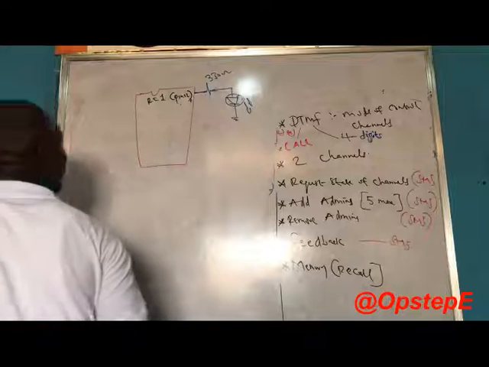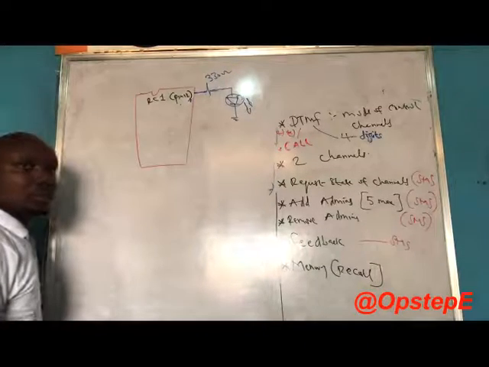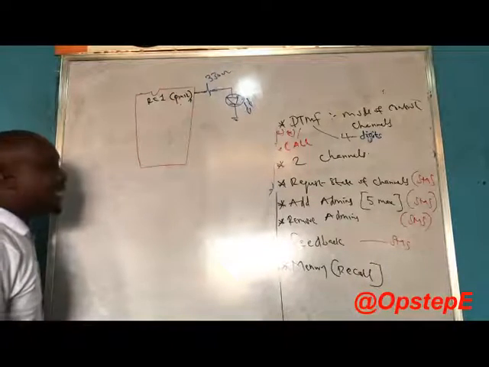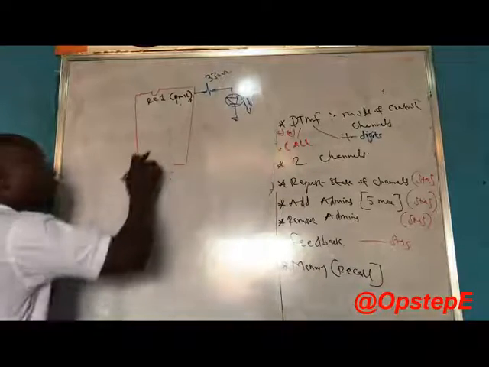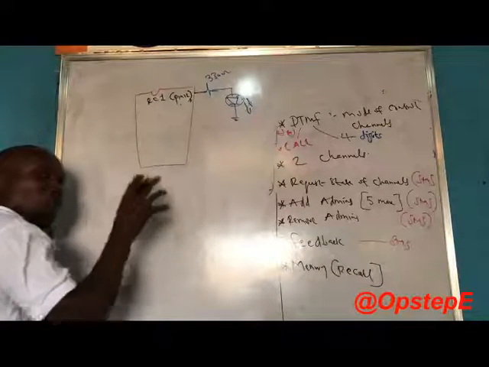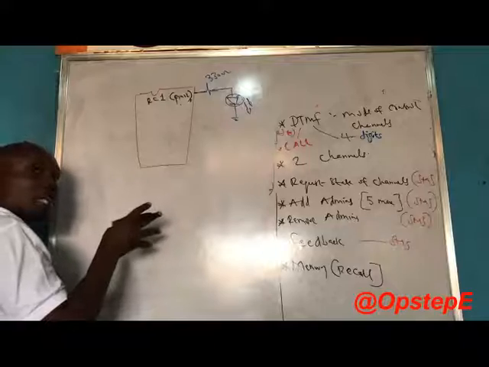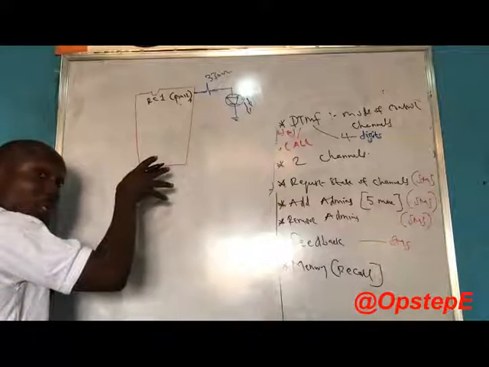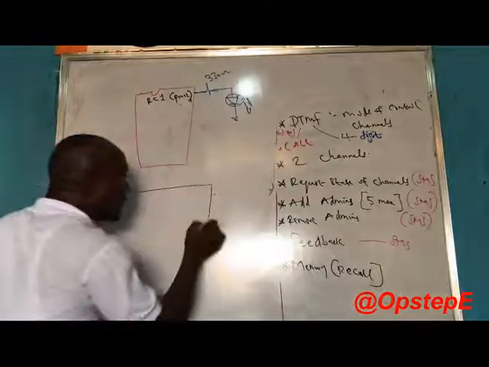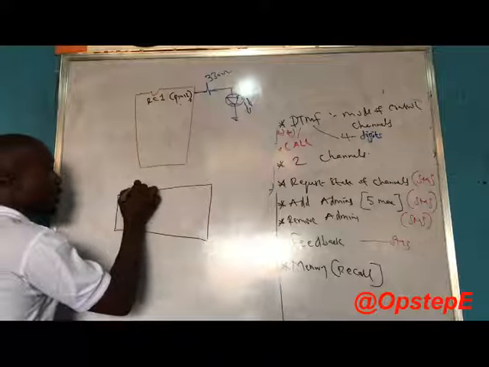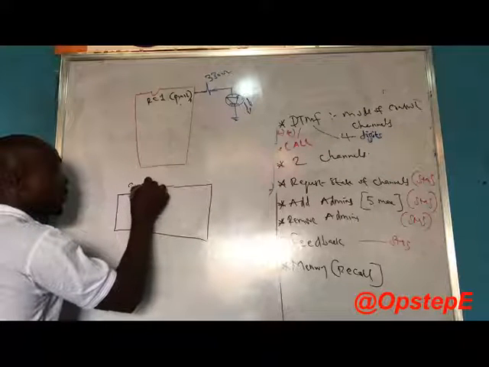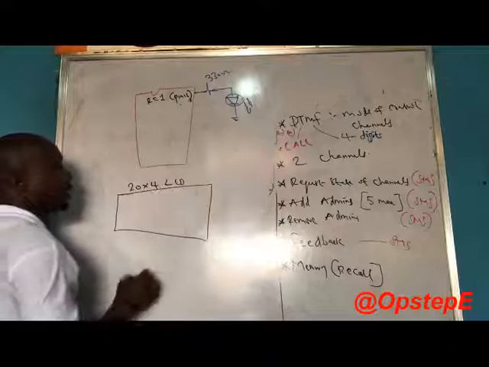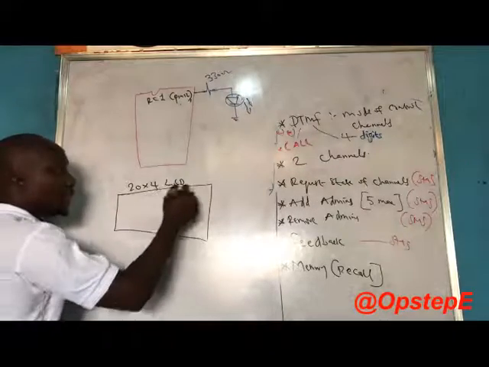Also on this system is the display. Can I continue? The display. Let me quickly introduce the display and I'll show you how it is connected to the microcontroller. Can we do that quickly? We have a display called a 20 by 4 LCD display. LCD is liquid crystal display.